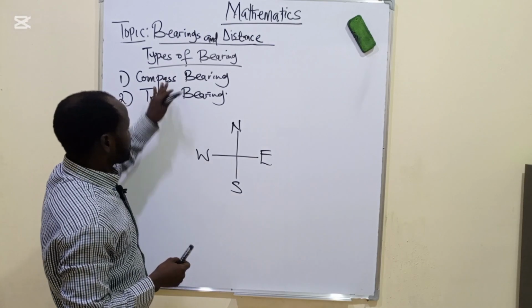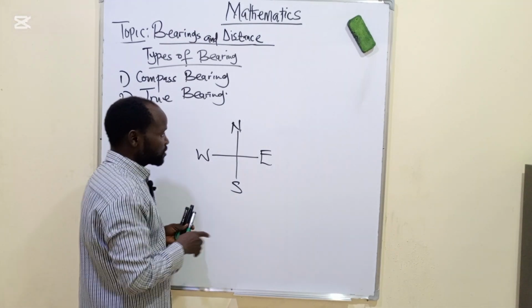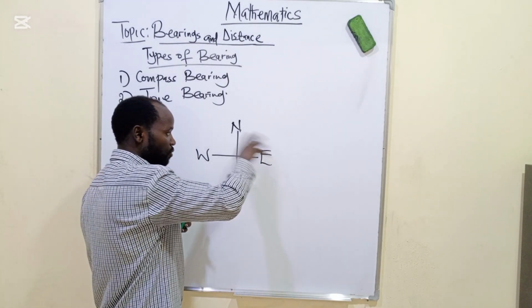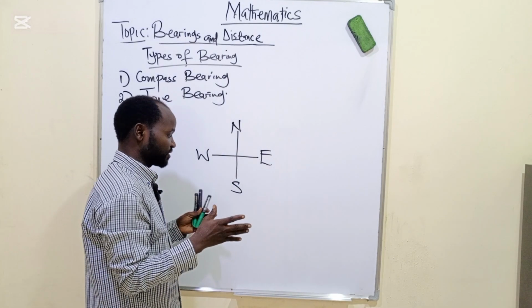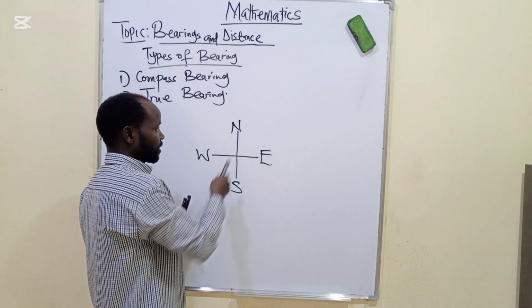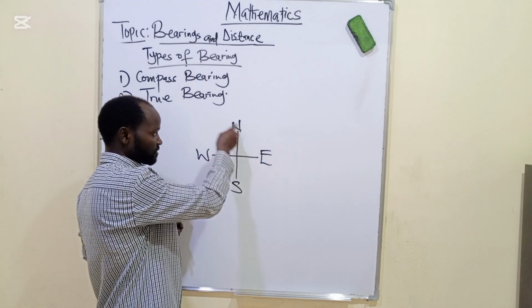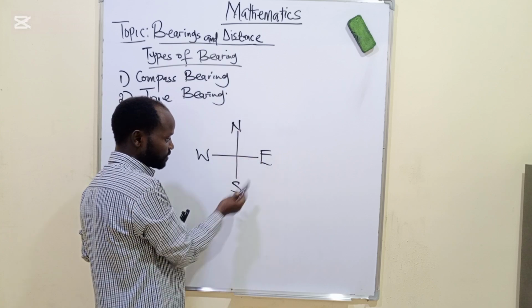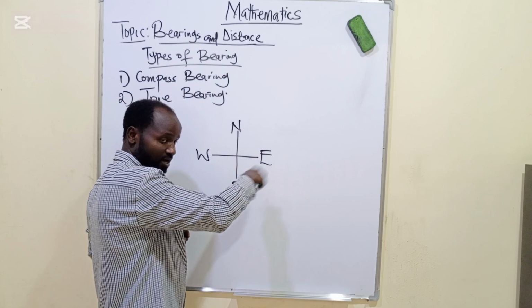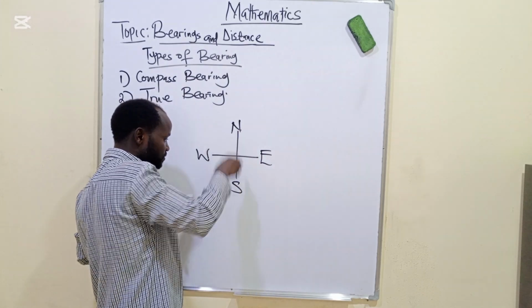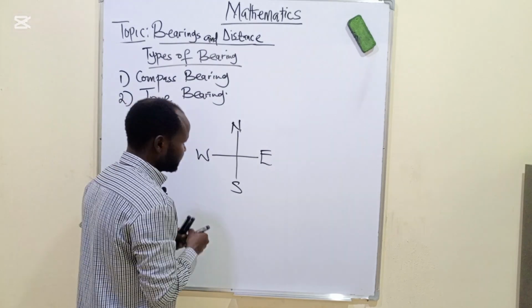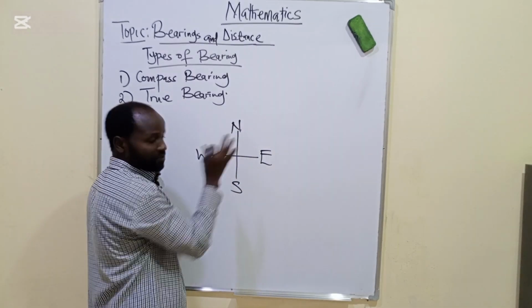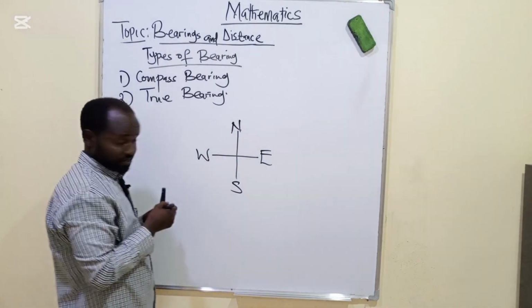One of the features of this compass bearing is that you can measure it either from the north or from the south, in both clockwise and anti-clockwise direction. It means we can say northwest, that's clockwise, and that's anti-clockwise, then northeast, that's clockwise, southeast, anti-clockwise, southwest, clockwise. And again, this cardinal point is very important as far as compass bearing is concerned.